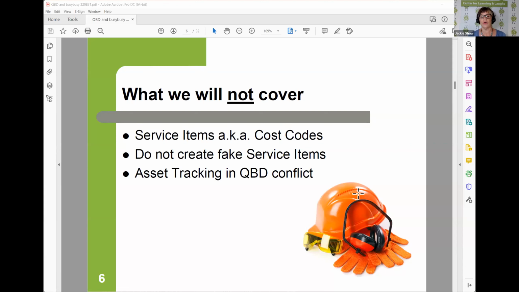One thing I will say is don't create fake service items. Don't create service items that are for like admin and holiday and things like that. They're not needed. And the BusyBusy system allows you to do time tracking without having these fake things come into QuickBooks.